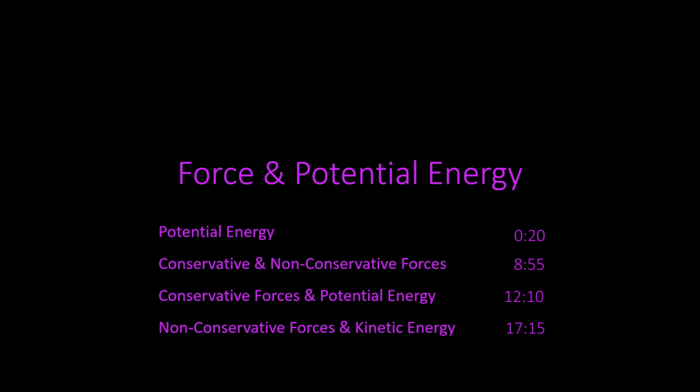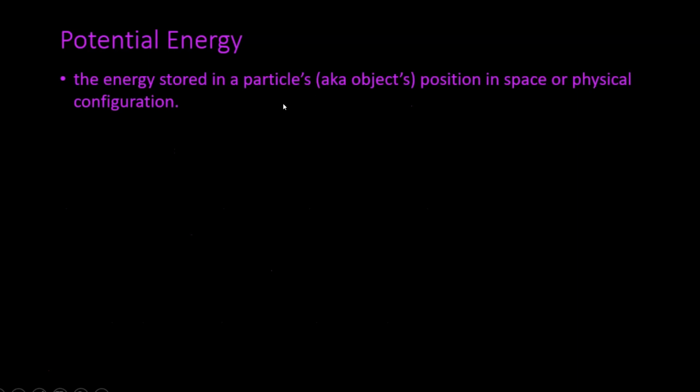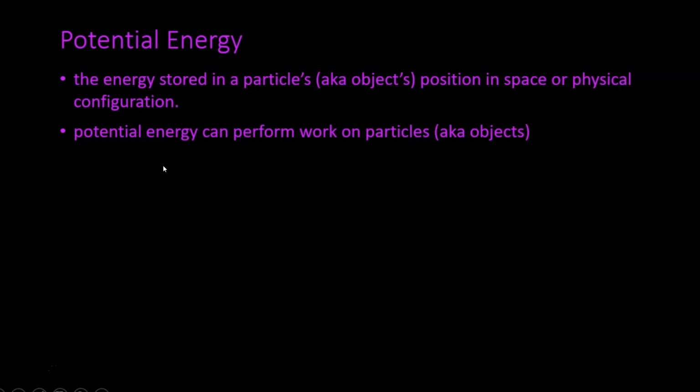Let's get started. Potential energy is the energy stored in a particle's or object's position in space or physical configuration. And potential energy can perform work on particles and objects. Here's our equation relating the change in potential energy and the amount of work performed, and it tells us that the work performed is equal to negative the change in potential energy. And of course that flips the order of our initial and final potential energies in this subtraction.